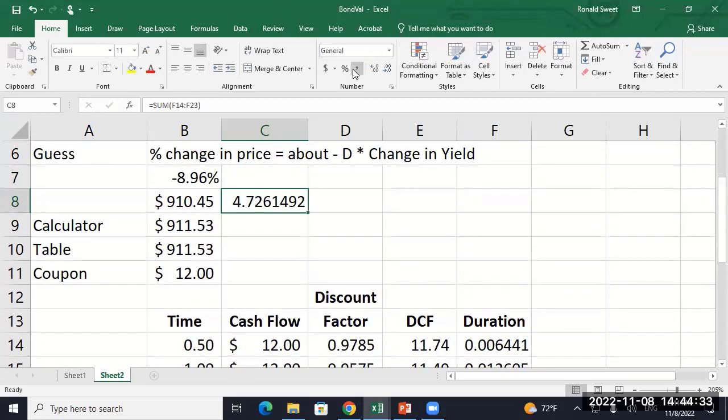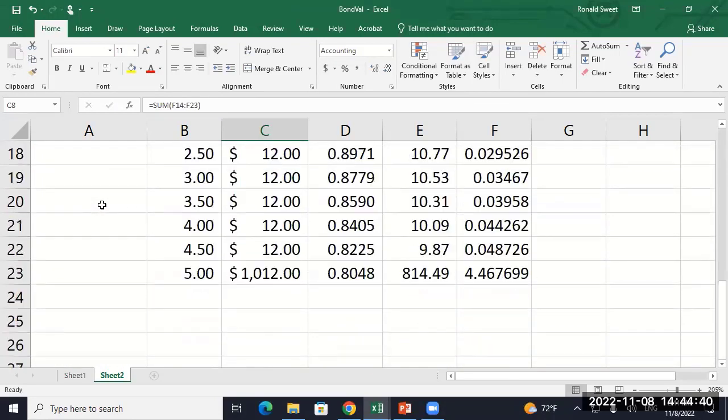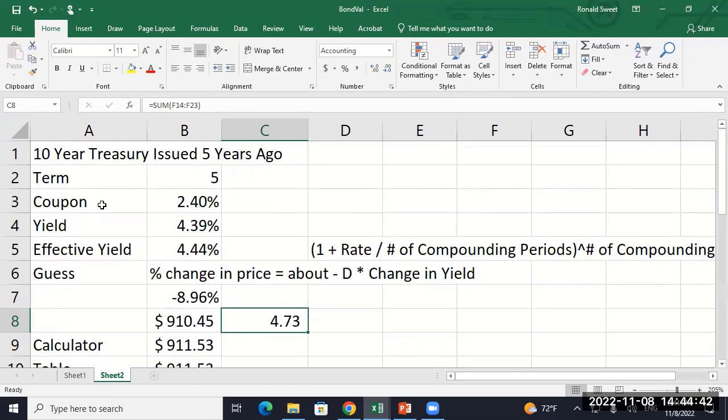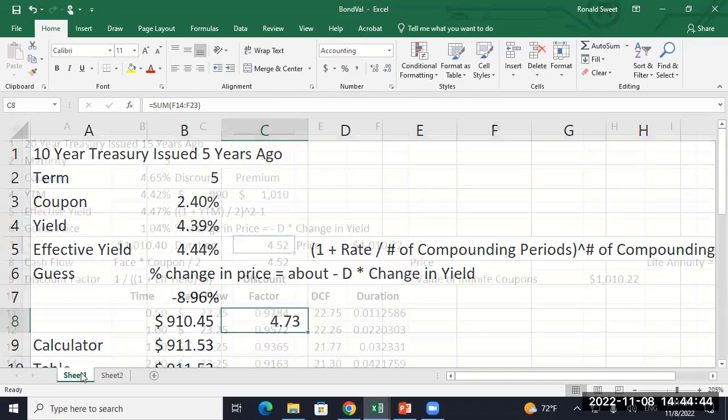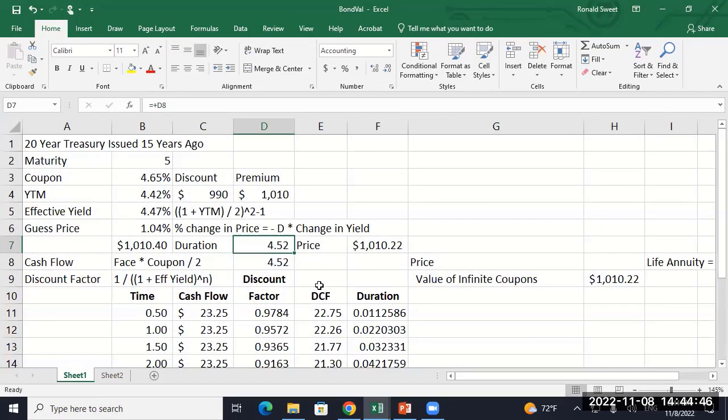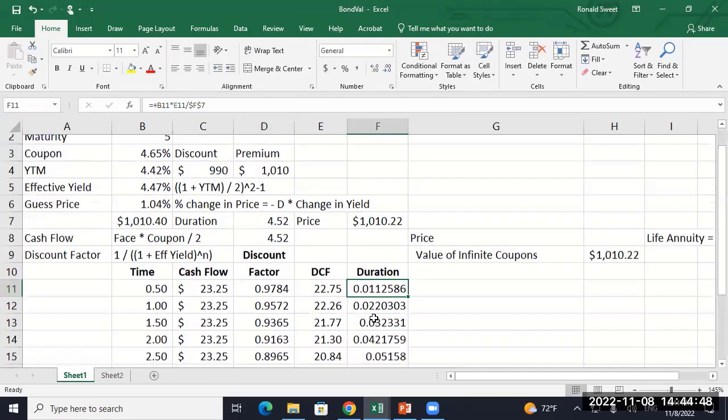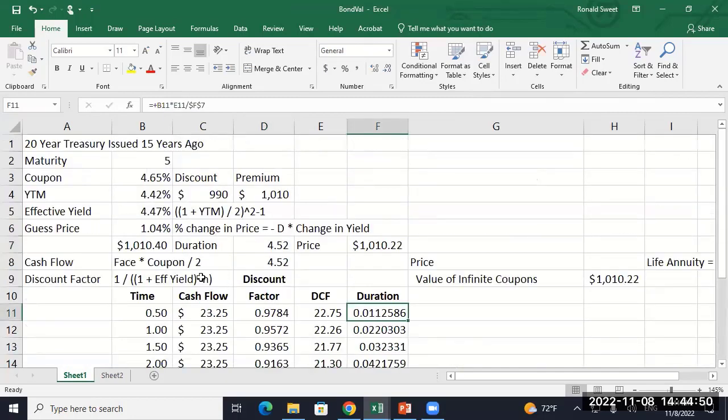Ooh, I missed it by quite a bit. 4.72, 0.773. I'm not sure why it's so much higher, but anyway. So there's my duration. That doesn't make sense to me, so I'm not real sure why I got such a different number. Because my coupon was so much higher. Okay, that makes sense.